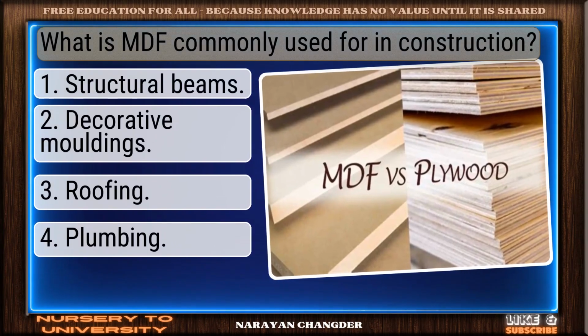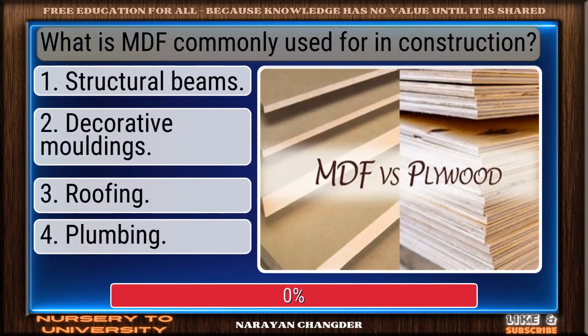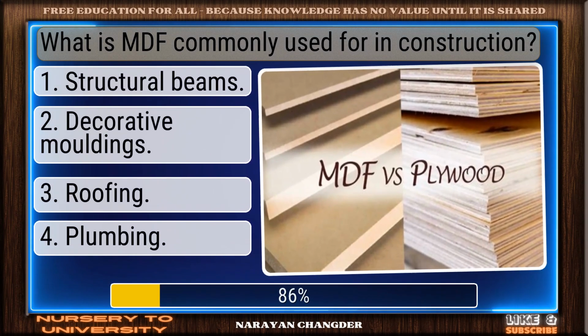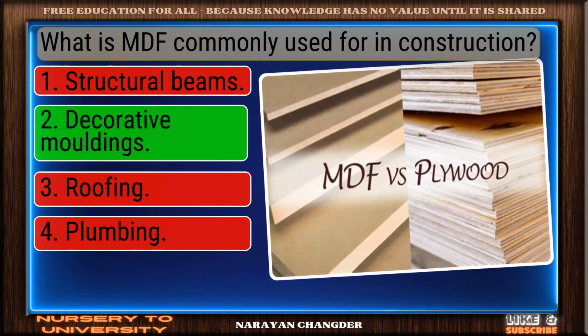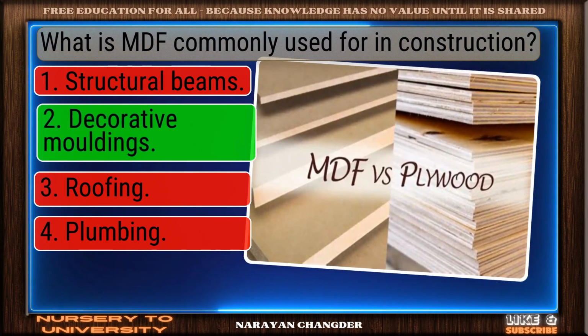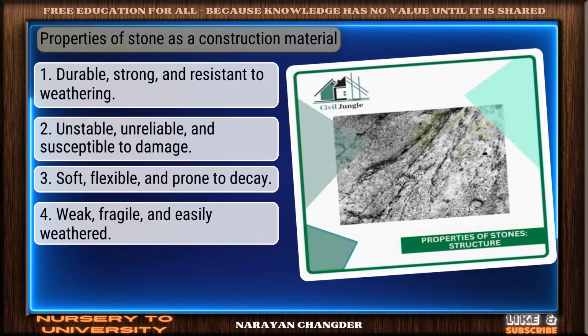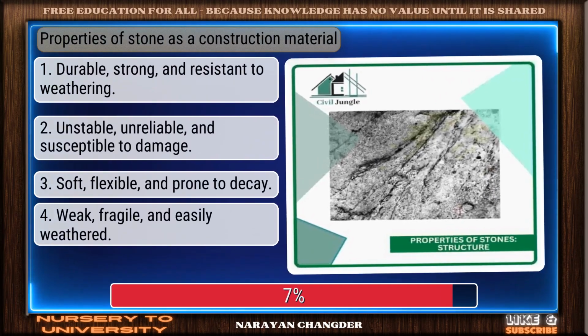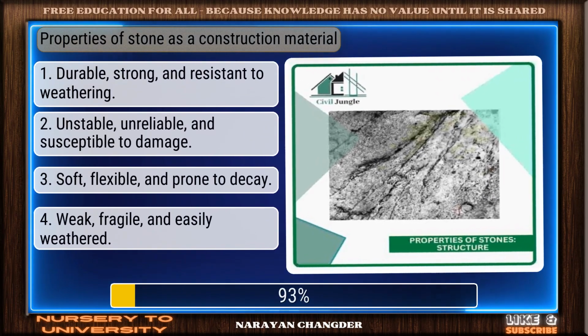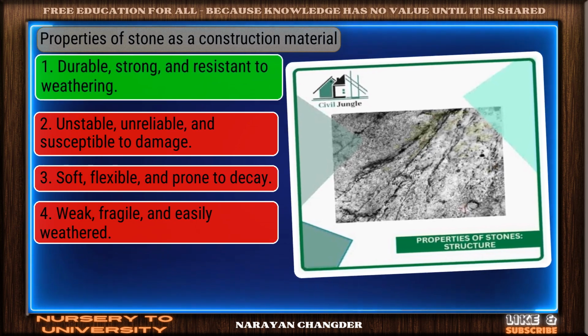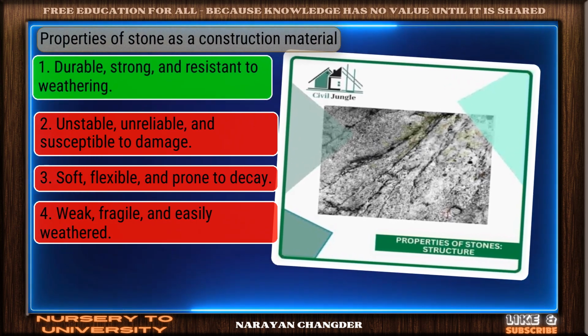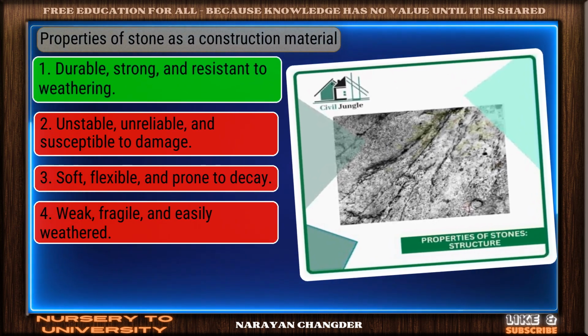What is MDF commonly used for in construction? Excellent. Decorative moldings is a brilliant choice. Properties of stone as a construction material. Clear logic. Your choice durable, strong and resistant to weathering is sound and 100% true.